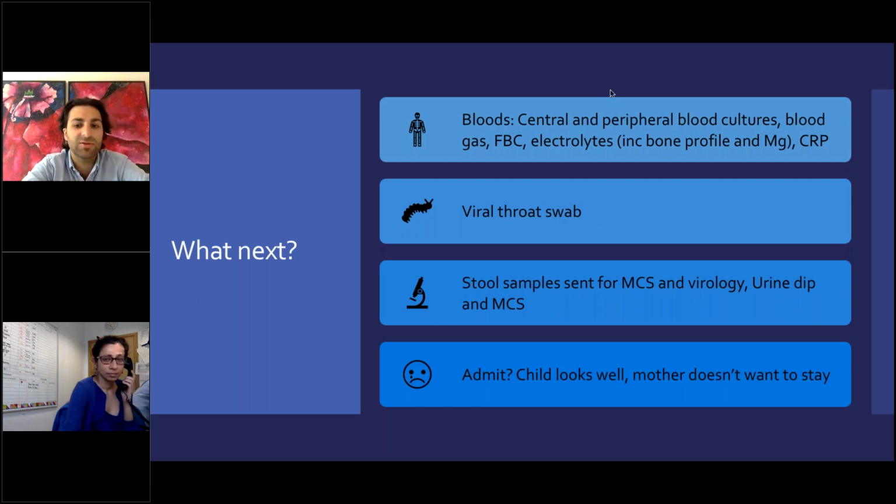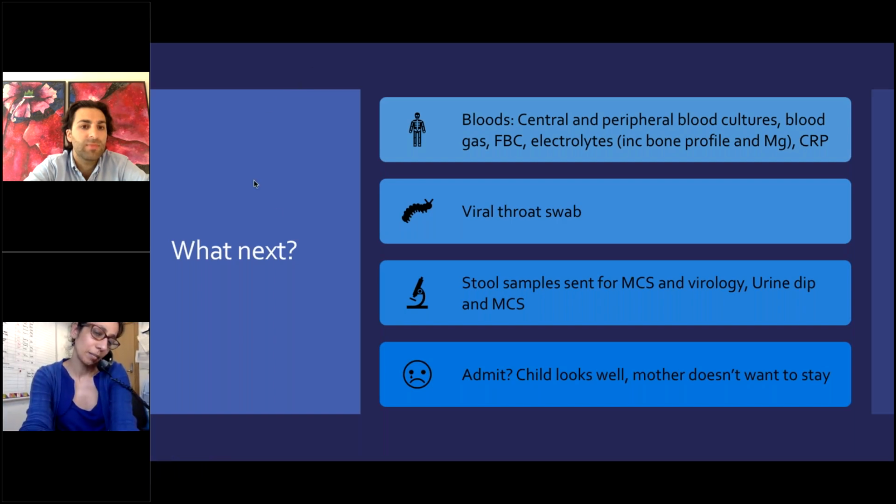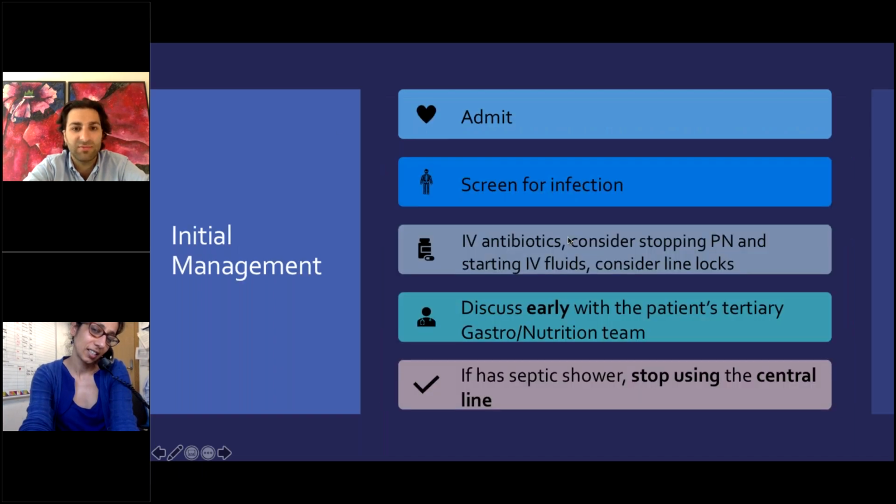But would you admit them? They look so well, and their mum doesn't want to stay. They're not even tachycardic at this point, Claire. No. But sensible plans, admit for a while, admit. Always admit these patients. Admit these patients, screen for infection, as you've been saying. That's right, Claire Miller, line sepsis kills.